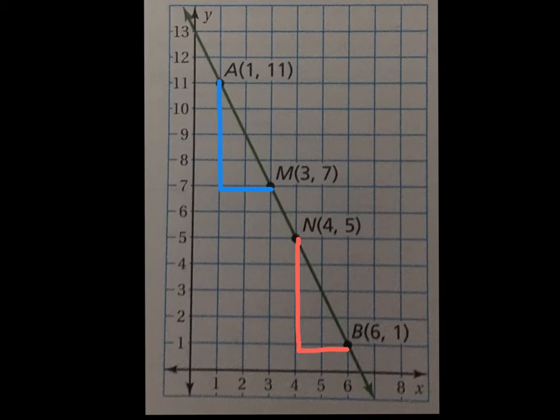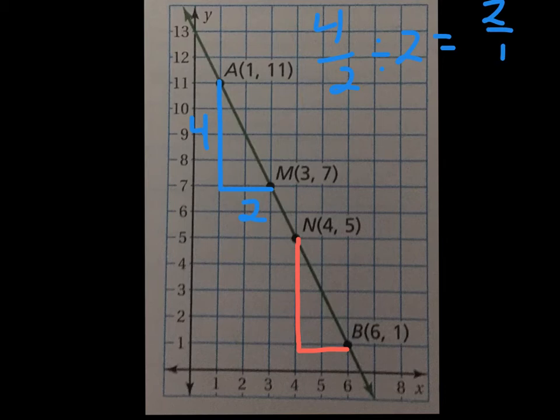And now I need to find the ratios of these two triangles. So let's go with triangle AM first. My rise would be 1, 2, 3, 4. So I know that there's 4 units here. And I would have to go over 2. And so my ratio for that one would be 4 over 2. Or I could divide that by 2, and I would get 2 over 1.